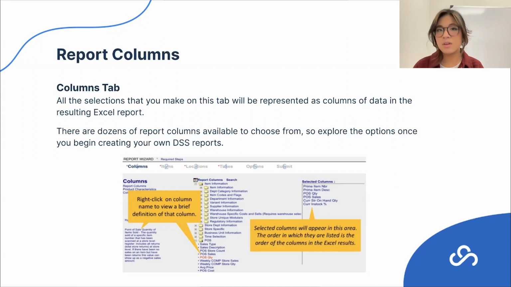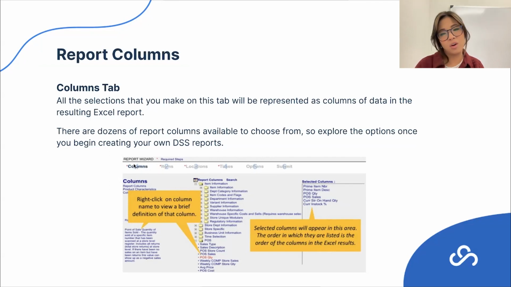So to give you guys some context, if you really want to know how did my cell phone case do in store 100, which is in Bentonville, yesterday, you can get that level of granularity with DSS. And again, you can roll that all the way up to how did my company do last week or whatever it is. So when you click into the store detail template, because we want to get store level information, you're going to see the report wizard and it looks like this. Again, we'll go through every page, but essentially you're going to start with columns. There'll be columns, items, locations, times, options, and then you submit.